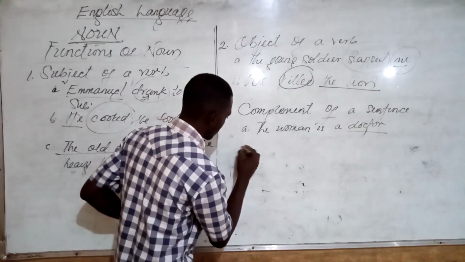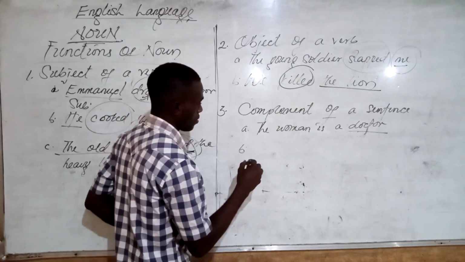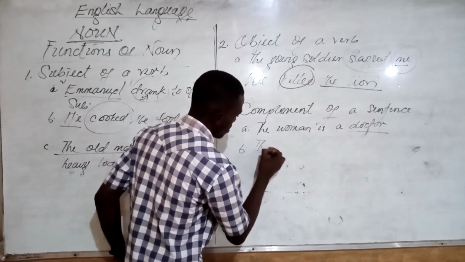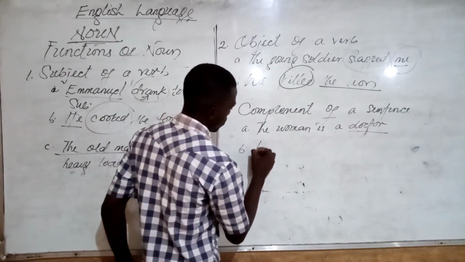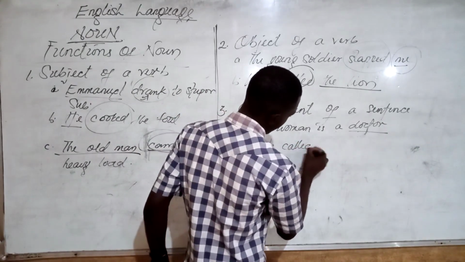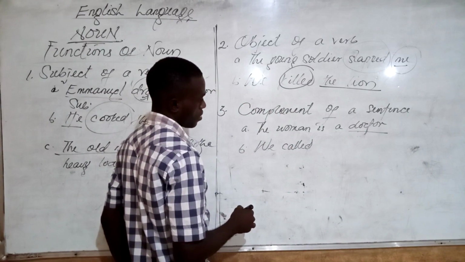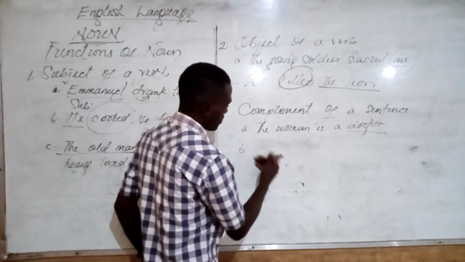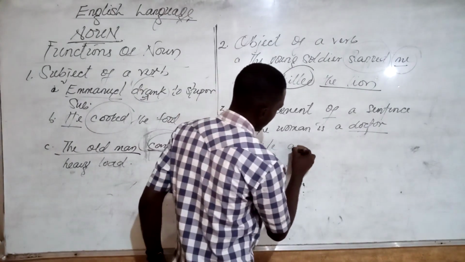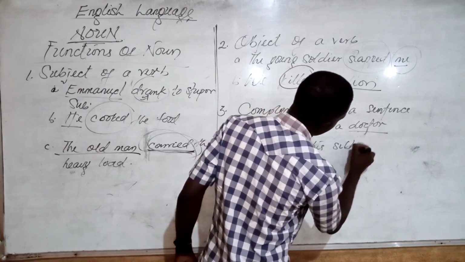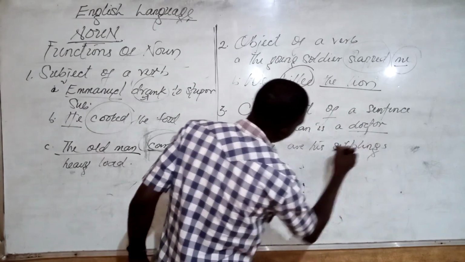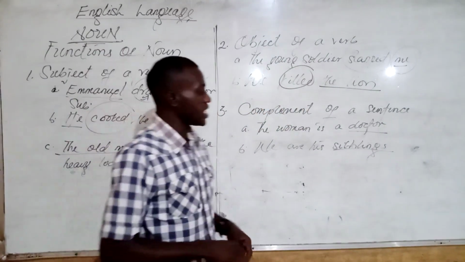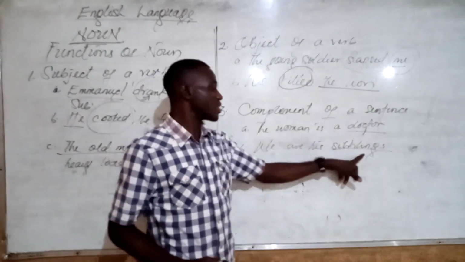Another one is... no, let's use another one. Let's use something quite simpler. Let's use: we are his siblings. Right? So these are the younger ones now saying that we are his siblings. So siblings here is going to be the complement of we.